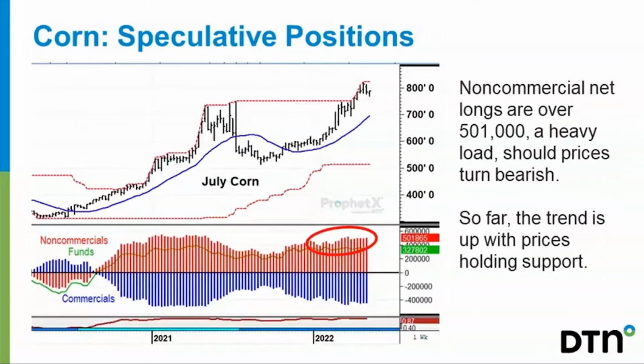Speculative positions in corn. The red bars on this chart represent the net long positions in corn. As you can see, speculators have been net long ever since late 2020, and they've basically held those positions with some ups and downs in between. But today we still have net longs in corn from the speculative side of the market near their highest levels in a year. It's over 500,000 contracts.